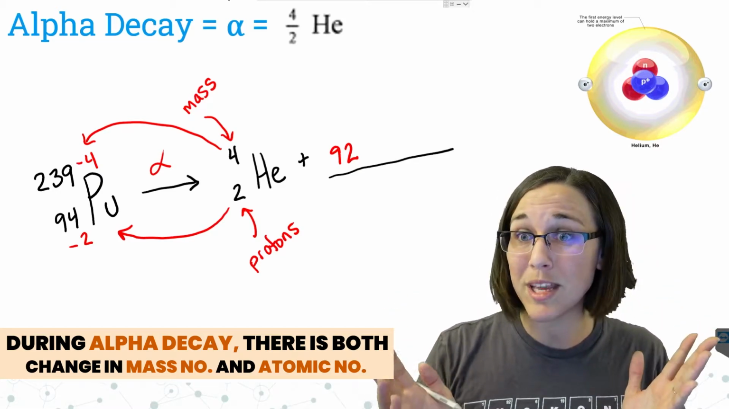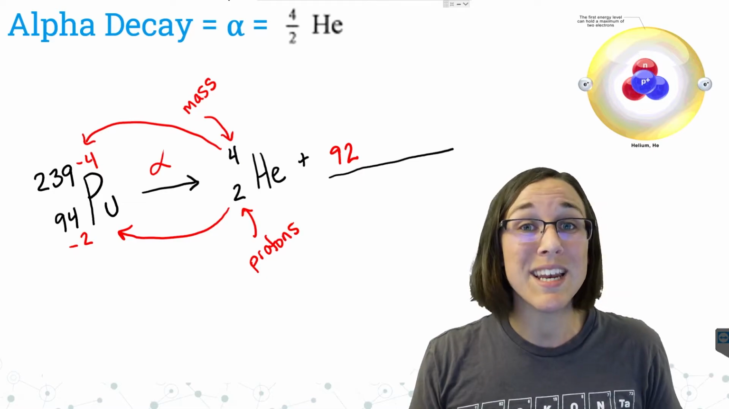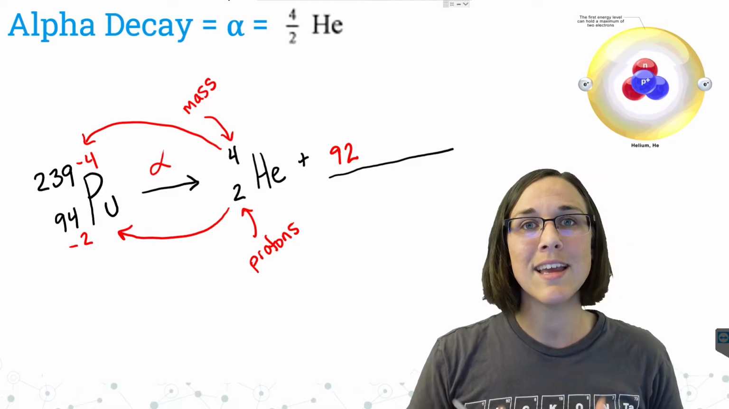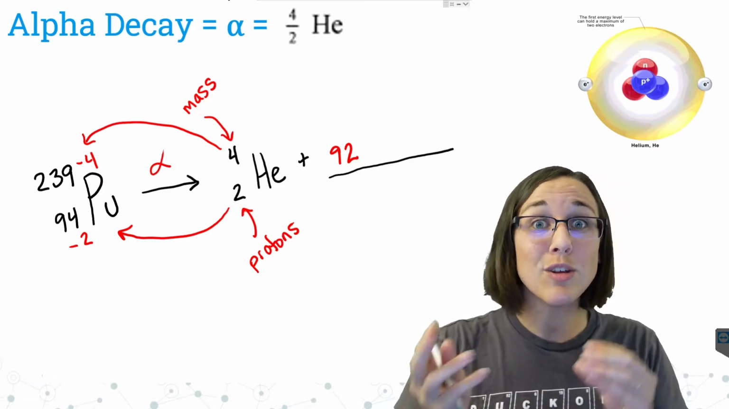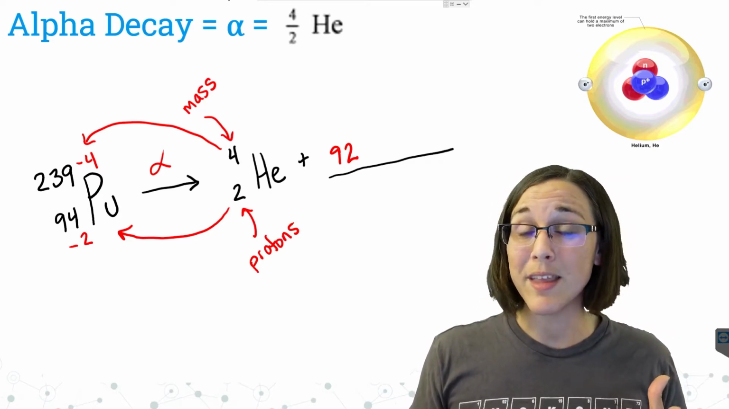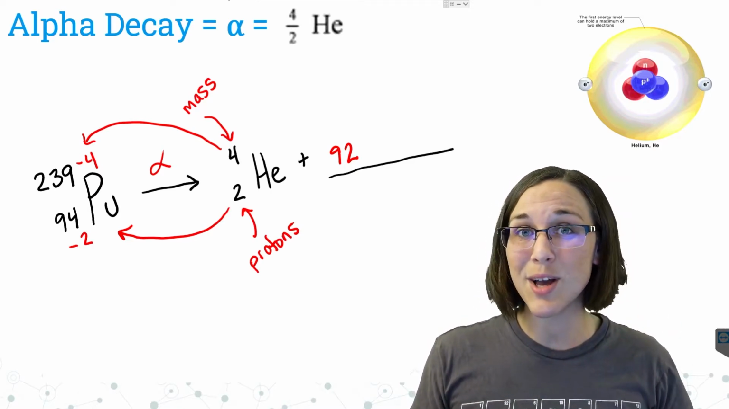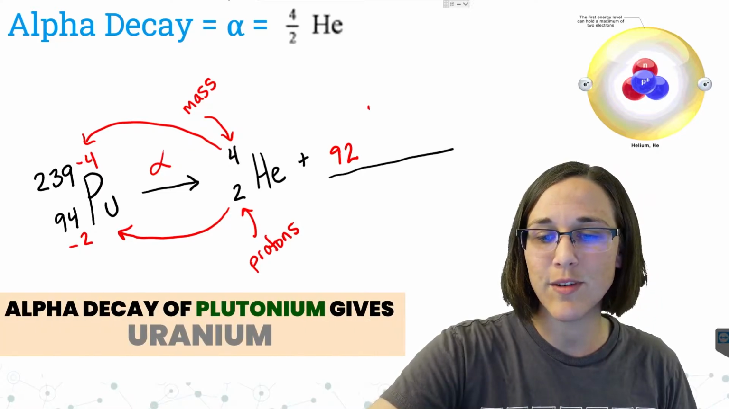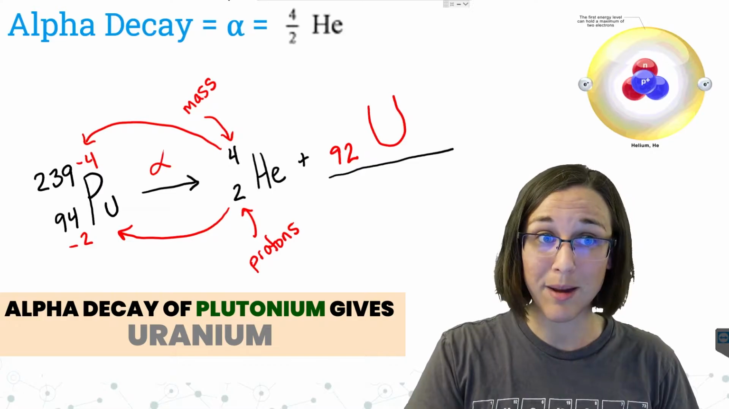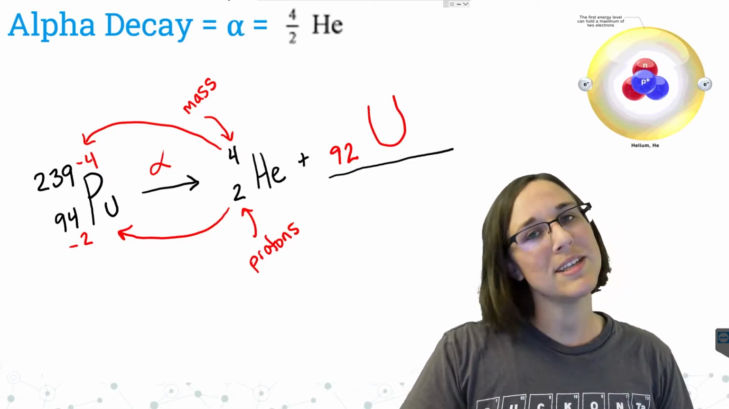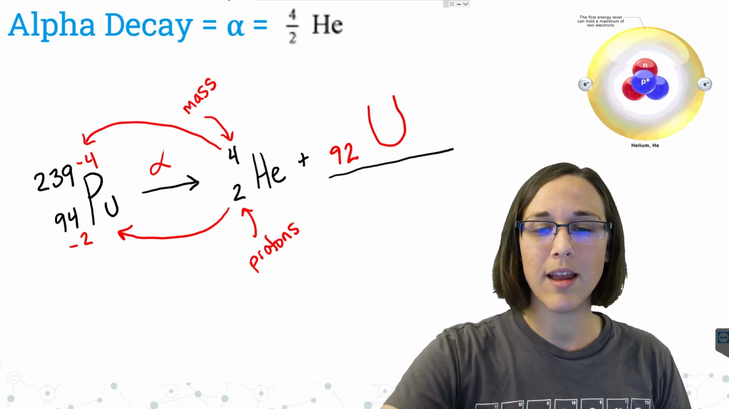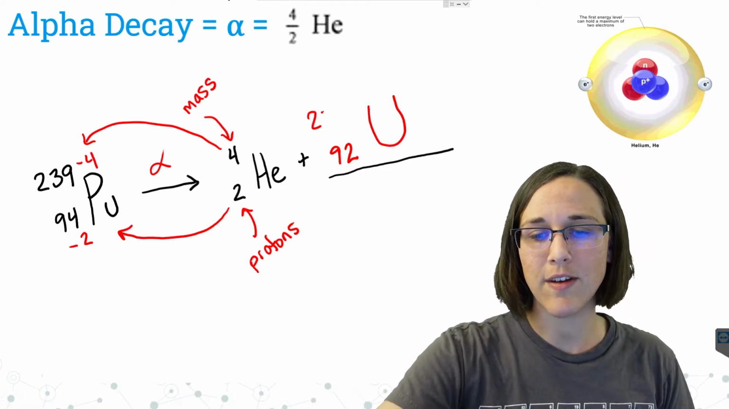It's not plutonium anymore. Since the atomic number is literally linked to the number of protons an element has, if you change the number of protons, you literally change the element. So looking to your periodic table, if you find 92 as the atomic number, you notice that that is uranium. So you literally created uranium from plutonium after alpha decay occurred. Now what's the mass of this uranium? It's going to be 239 minus the 4. That gives us a value of 235.